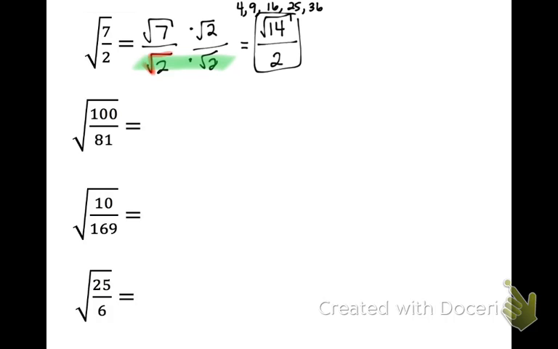Next problem, 100 over 81. Both are perfect squares that are on our list, so we can just take the square root of them. The square root of 100 is 10, and the square root of 81 is 9. Make sure that you simplify that fraction if possible.